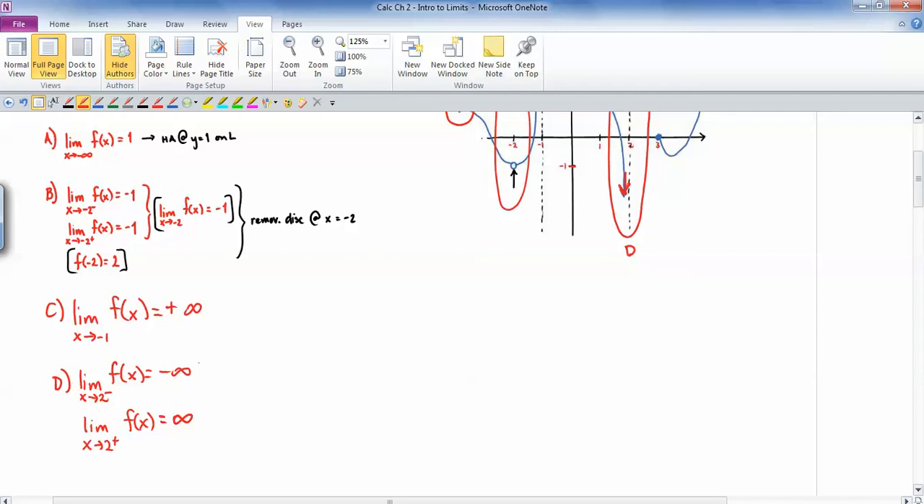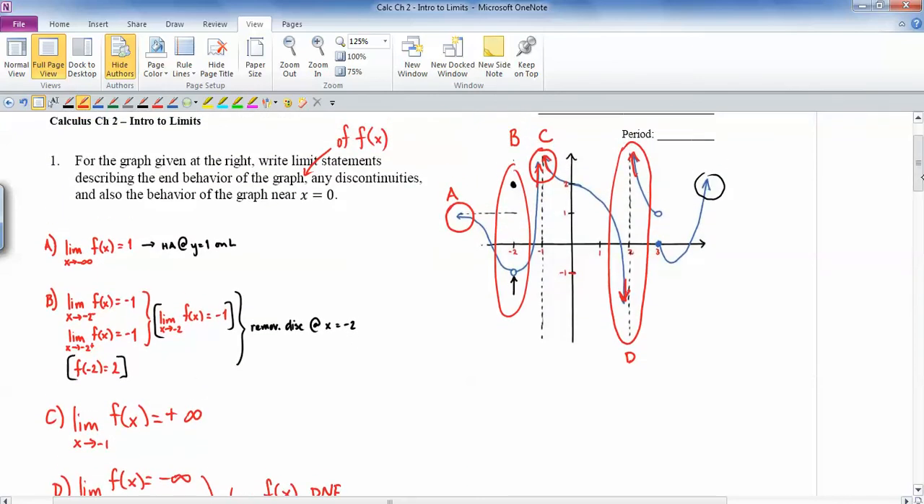When they're different like this, I prefer to keep those separate because they tell you which way they're actually going. But if you tried to combine them into just x goes to 2, you would say does not exist, since they're different. Okay. So this part is D. Let's look right here at E.